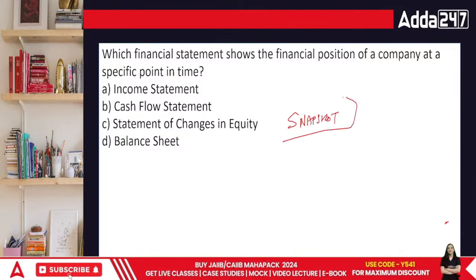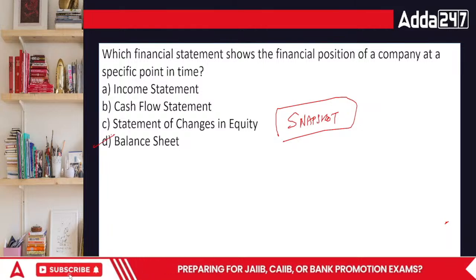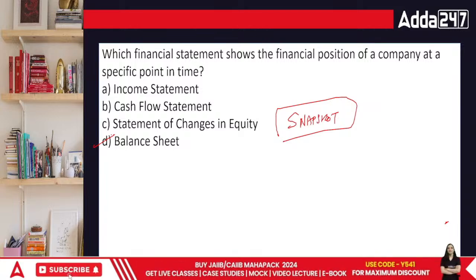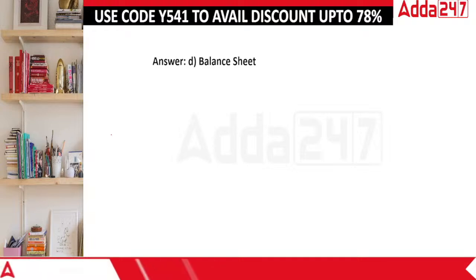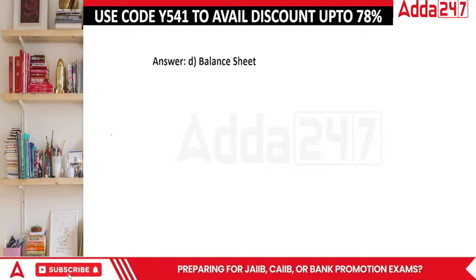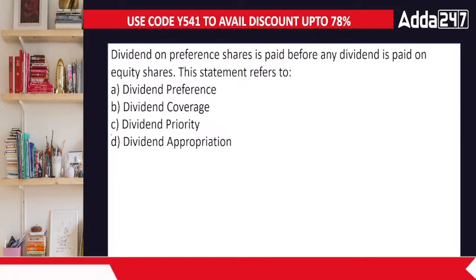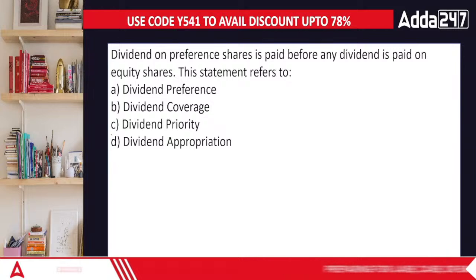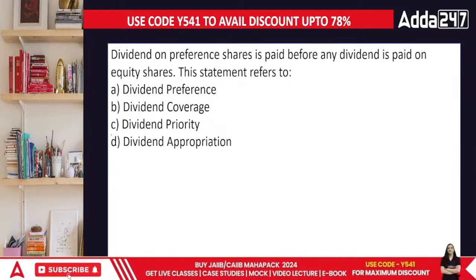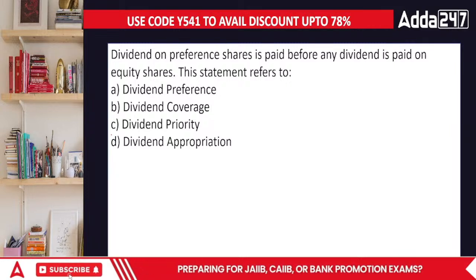If you're looking at that specific area, the correct answer is going to be the position statement, that is the balance sheet. The position statement is a snapshot of the organization's position or net worth at one given point of time. Okay? Done? Everybody?